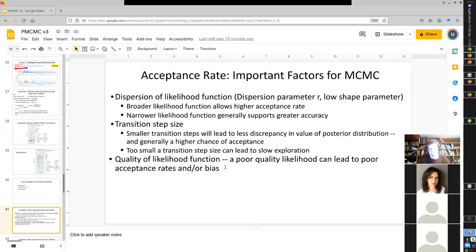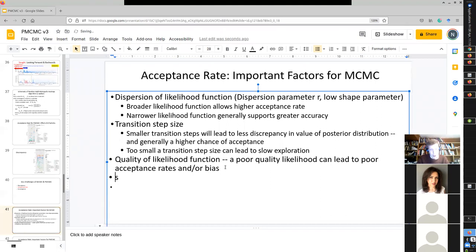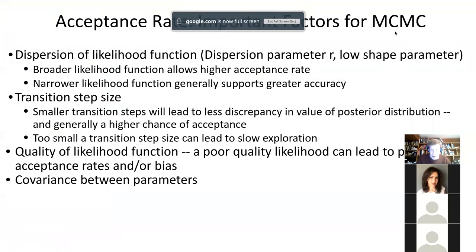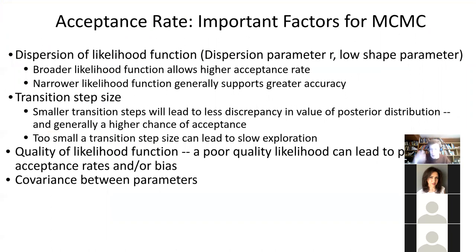Now, something I'm not going to have time to talk about, but which is important, has to do with the issue of covariance between parameters. The idea here is, if your parameters have high covariance, if they're really coupled in some way, like maybe you have contact rate and probability of transmission per contact. If you assume a really high contact rate, given the same data, that suggests a lower probability of transmission per contact. But if you posit a really low contact rate, you're going to need to assume a high transmission rate per contact to explain the data. So they tend to covary.